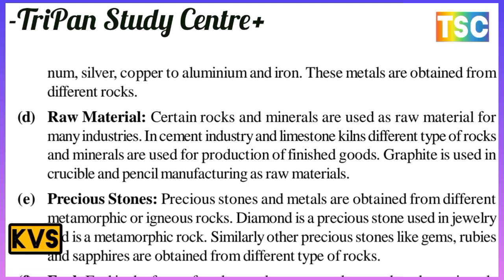Next, precious stones. Precious stones and metals are obtained from different metamorphic and igneous rocks. Diamond is a precious stone used for jewelry, and it comes from metamorphic rock. Similar to other precious stones like gems, rubies, and sapphires, they are obtained from different types of rock. Jewelry is made from different rocks, metamorphic rock of different colors. Diamond and precious stones are the most important here.